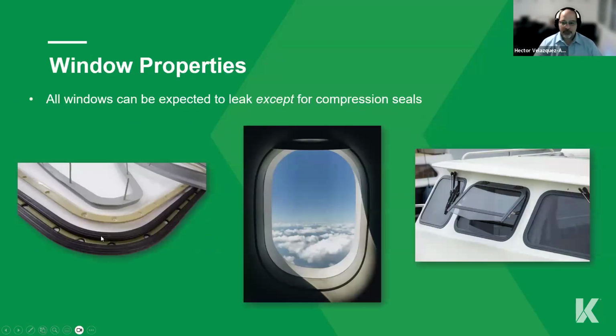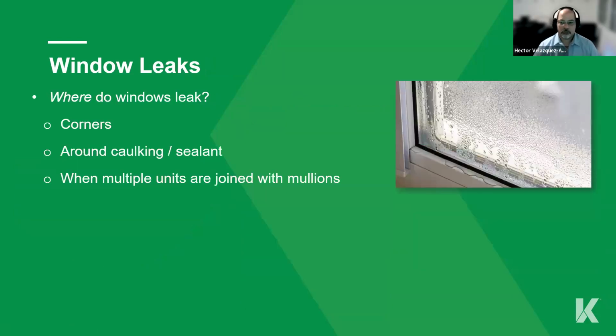With the window property, as Nick was explaining, all windows can be expected to leak except for comparisons like jetliners or some boats, where you're not looking for leaks, but that's not what we're looking for on our buildings. Like Nick said, it creates another gamut of different issues to the building that is not recommended. Where the windows typically will leak, it will be on the corner, around the caulking and sealant, and when multiple units are joined with mullions.